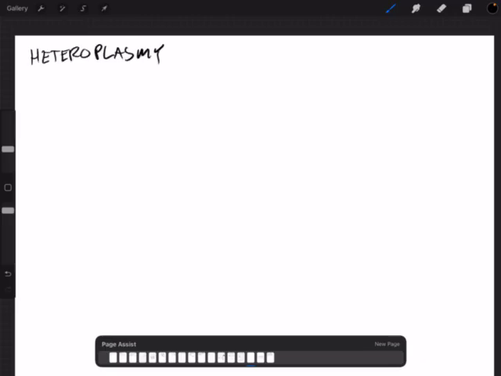Right, cells, it's redefining it here, can have more than one organelle variant.